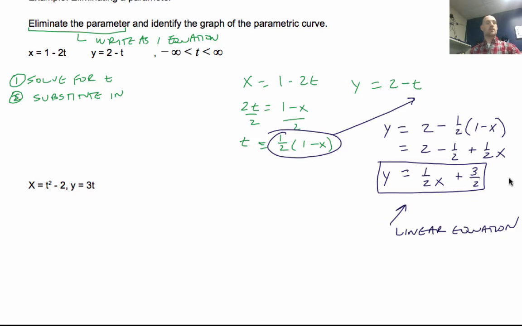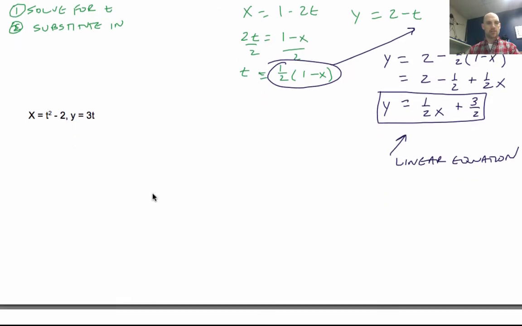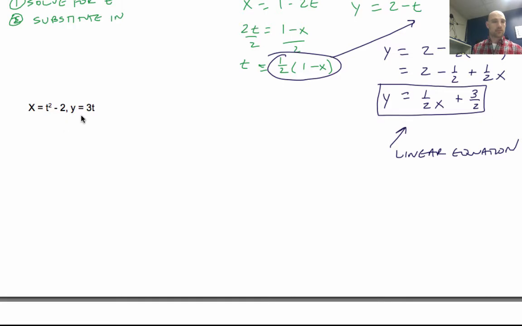Okay, so this object, for example, doesn't go according to parabolic motion. This is a linear equation, so this is eliminating the parameter. If I go to this next one, check out what happens. To eliminate the parameters, combine as one equation. And so I am going to use this one, and I'm going to say that t is equal to y over 3. Well, watch what happens.